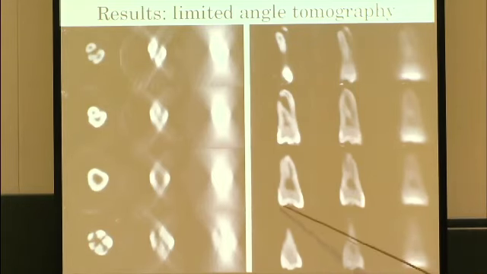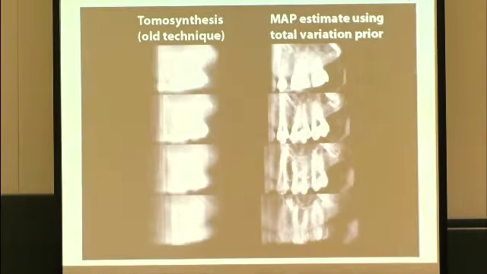So here is basically the full angle CT, the truth. Here is the non-filtered back projection reconstruction, and here is the total variation reconstruction. And here some structures can be seen quite well. So these kinds of things we did during 2001, 2003.